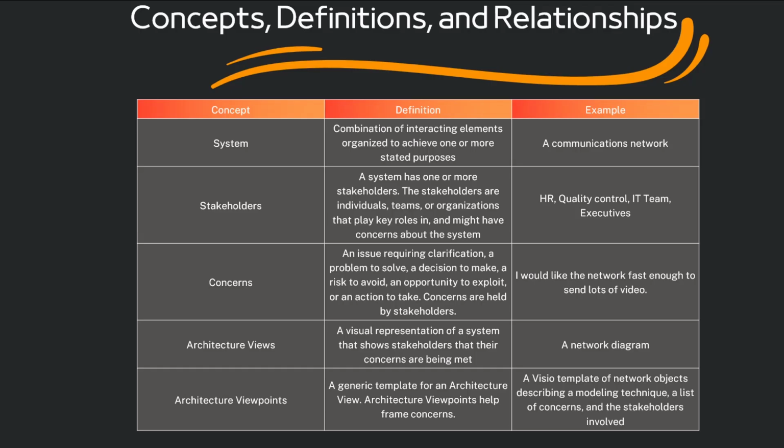Concerns are issues requiring clarification. This could include a problem to solve, a decision to make, a risk to avoid, an opportunity to exploit, or an action to take. Concerns are held by stakeholders. An example would be, I would like the network fast enough to send lots of video. Architecture views are a visual representation of a system that shows stakeholders that their concerns are being met. For example, here is a picture of a network diagram. See how we have designed it. Doesn't it look like it could transfer a lot of fast video?